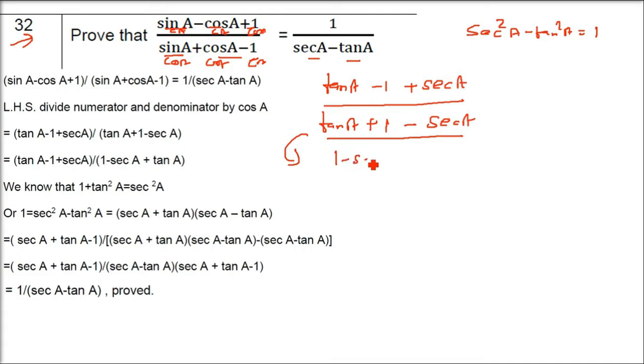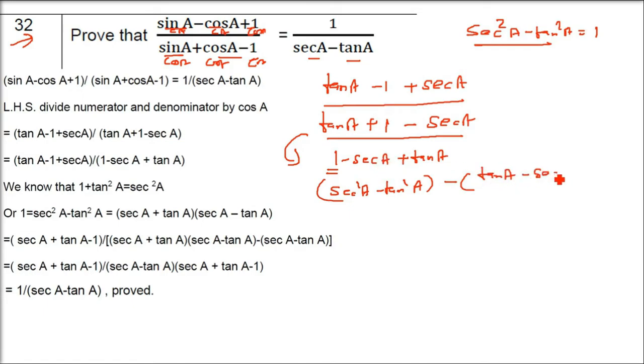Sec square theta equals 1 plus tan square theta, or you can say sec square A minus tan square A equals 1. So I am taking only the denominator now. In place of 1, the denominator, 1 minus sec A plus tan A, we can form. Now this 1 you are writing as sec square A minus tan square A. So this will be minus sec A plus tan A. Sorry, it will be sec A minus tan A. So we just need to change it.